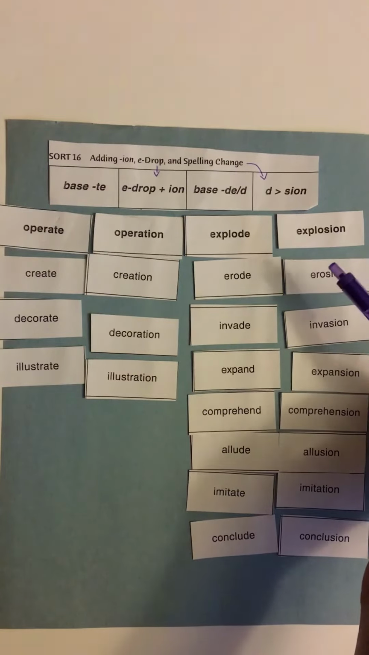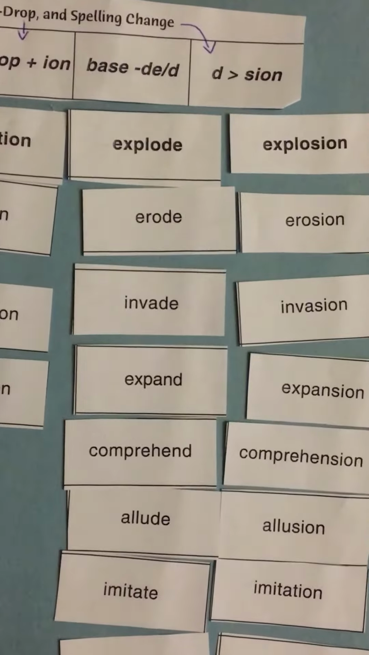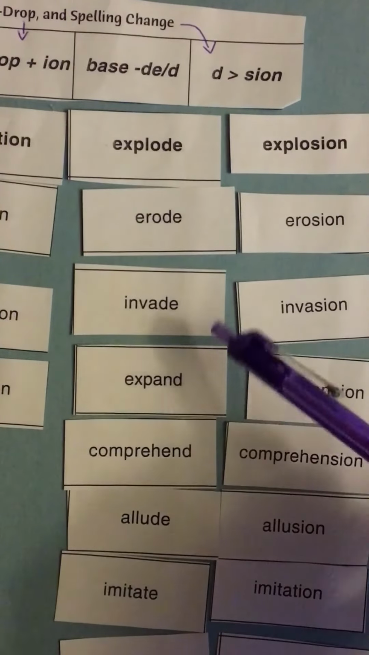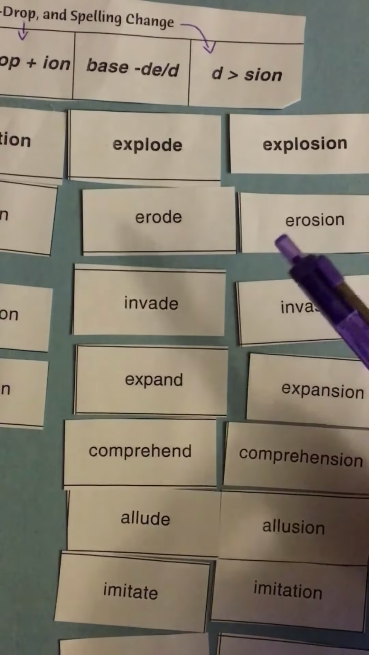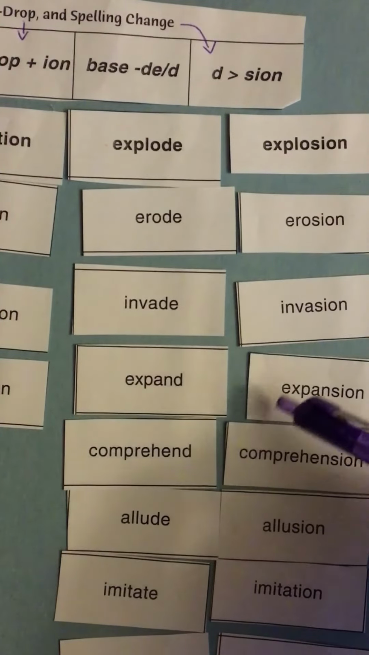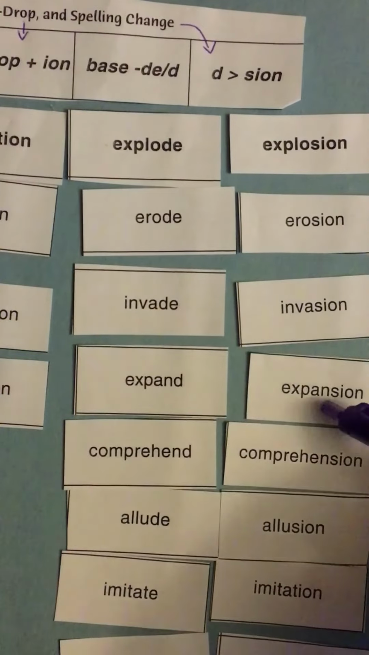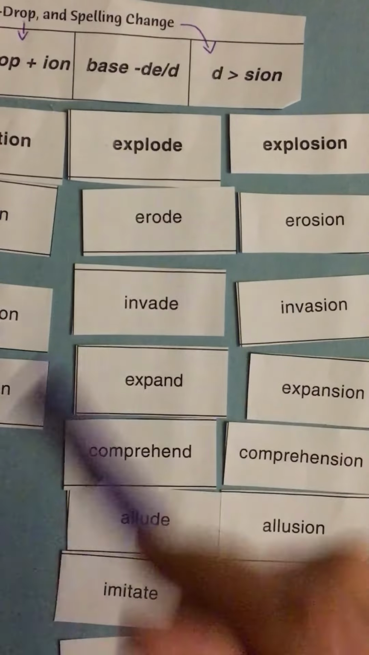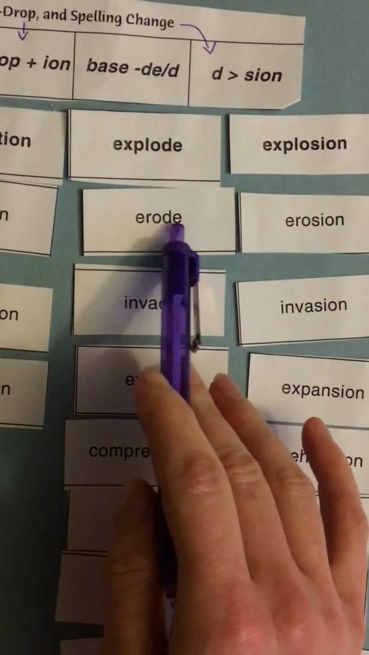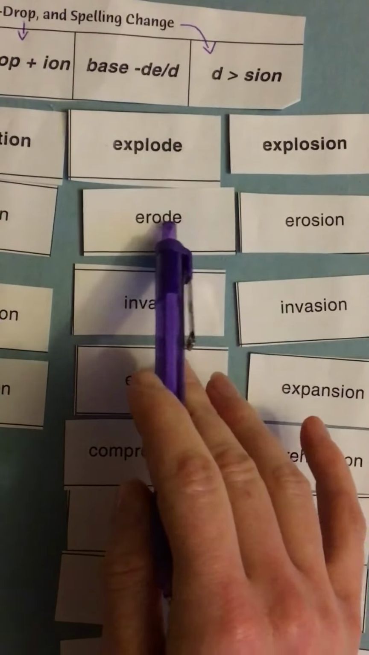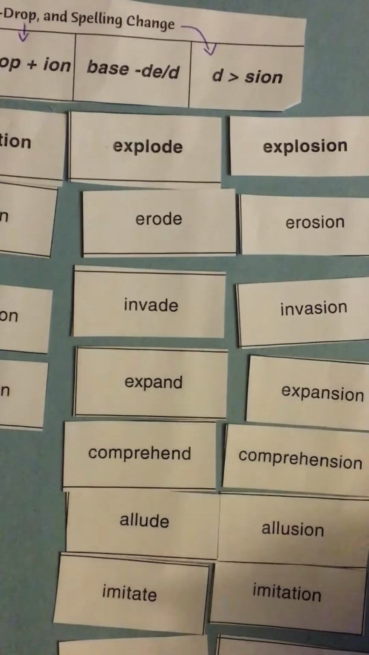Over here it's a little more complicated, but we can see if a word ends with DE or just D, the E just gets dropped and the D changes into an S, and then you add ION to it. Explode to explosion, erode to erosion. The DE is dropped and SION is added. Invade, invasion. Expand, expansion.